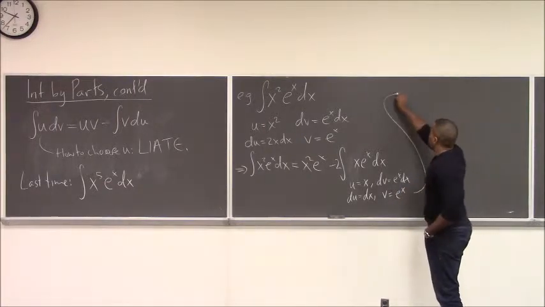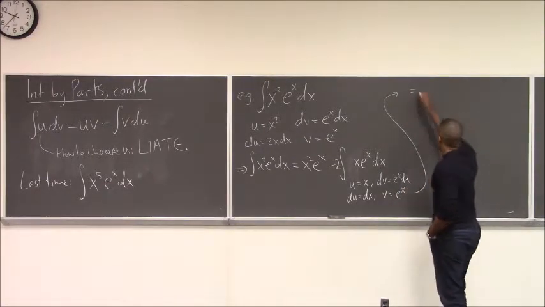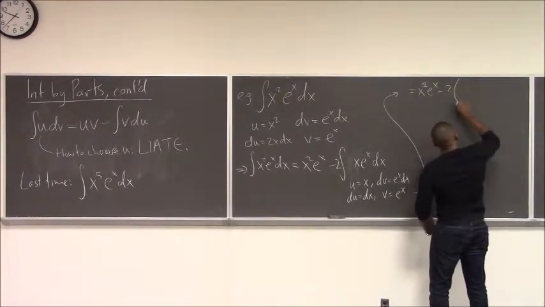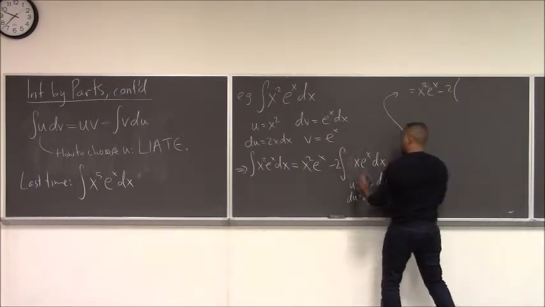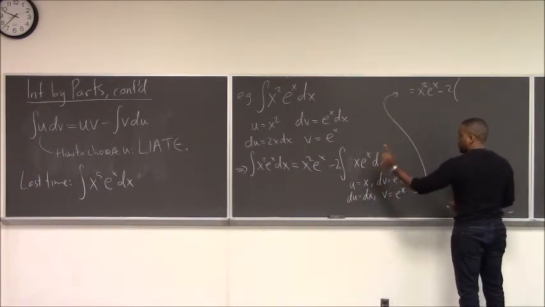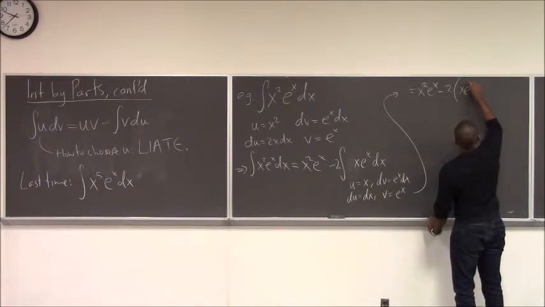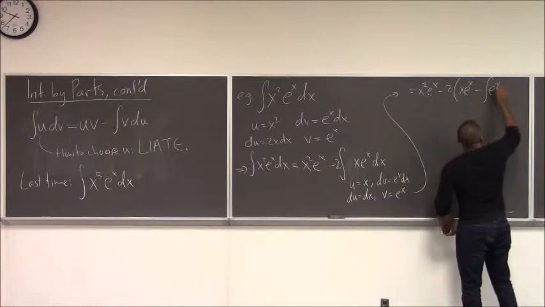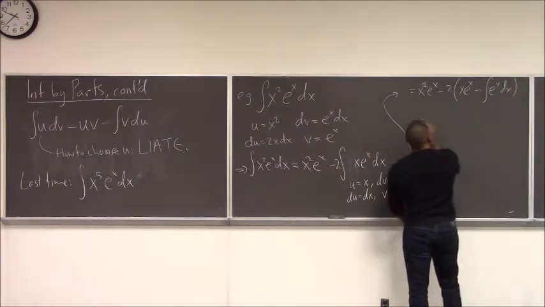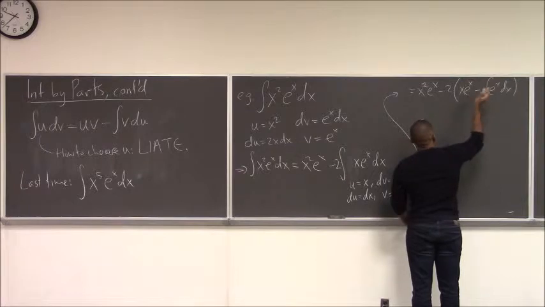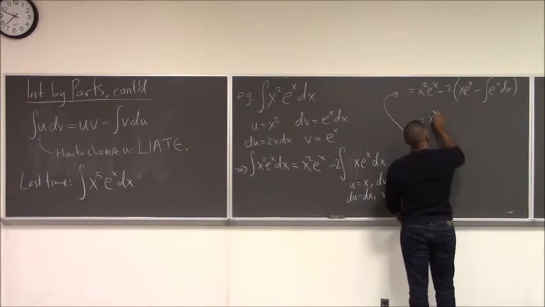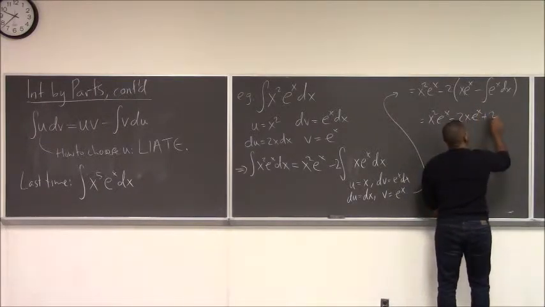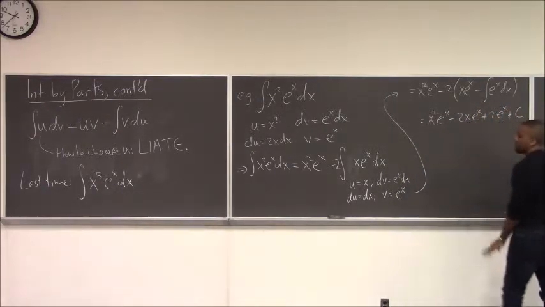And so ultimately now we have x squared e to the x minus 2 parentheses. And now we're going to do integration by parts here. So that's u times v minus the integral of v du. So ultimately we know the integral of e to the x is e to the x plus c. So this is x squared e to the x minus 2x e to the x plus 2 e to the x plus c.